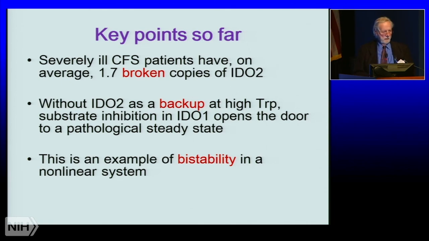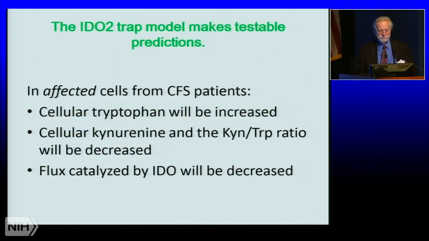Now, there is a second trap that we find in the patients, and that's the tyrosine trap. And that has the exact same properties in the severe patients. So it's possible that the patients are in both the tryptophan or the tyrosine trap, and we have to figure that out. So it makes a number of predictions. It predicts that the cellular tryptophan will be increased compared to a healthy individual, that the kynurenine to tryptophan ratio will be decreased, and that we can measure the catalytic rate of the IDO2, and that should be decreased.